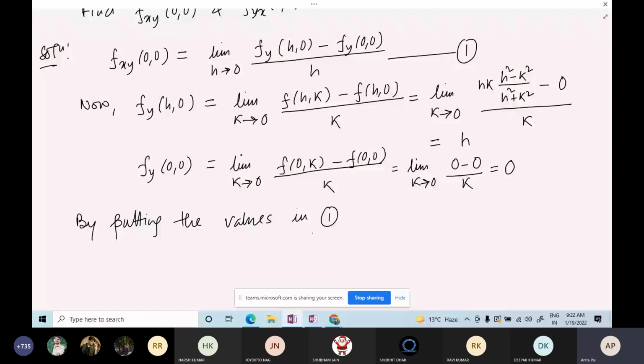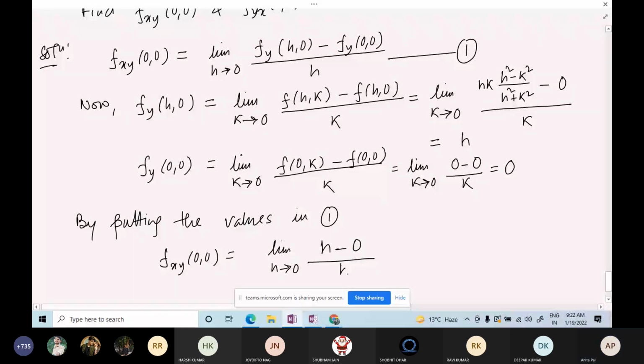Putting the values in 1, what are we getting? f_xy(0,0): we'll just put the values here. Limit h tends to 0. What was f_y(h,0)? We got it as h. And if h, 0, y, 0, 0, we got 0 divided by h. So what is the value over here? 1.